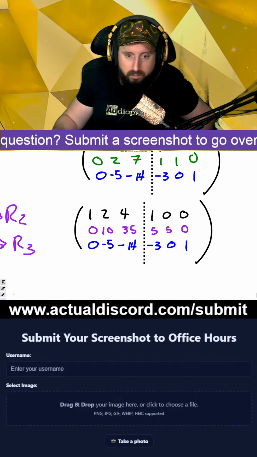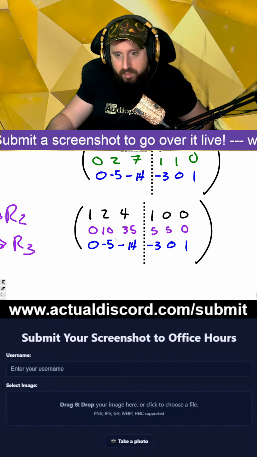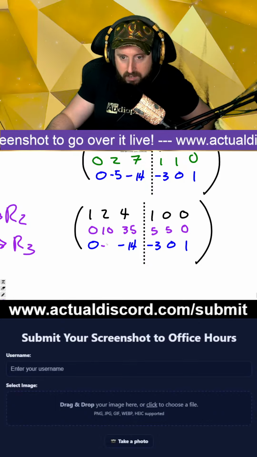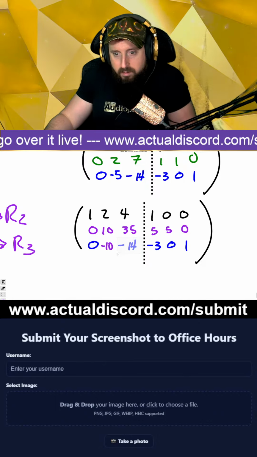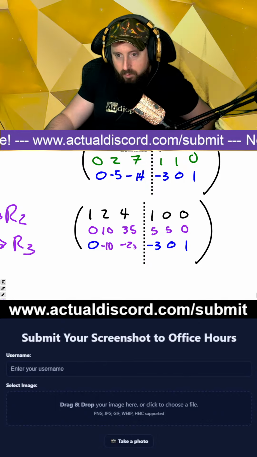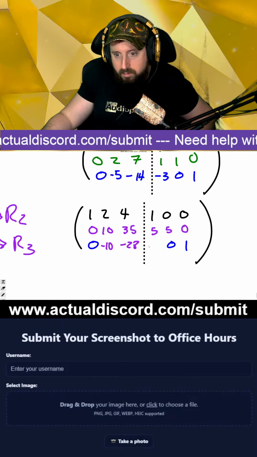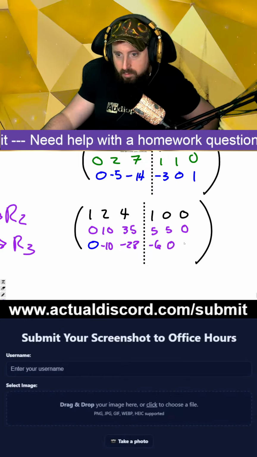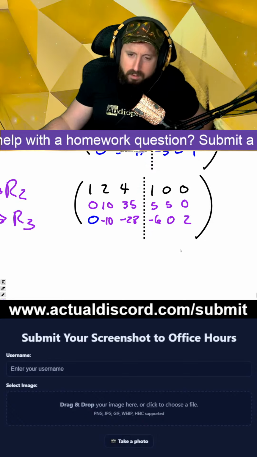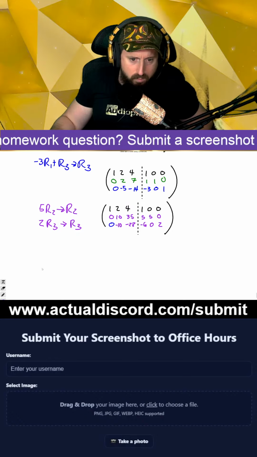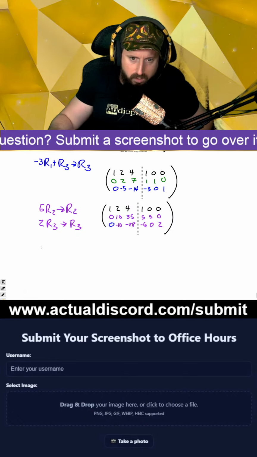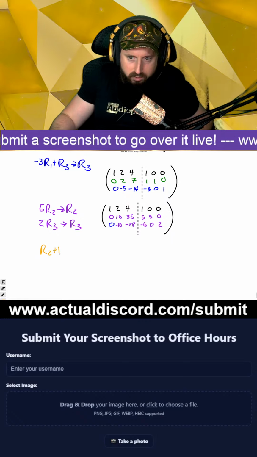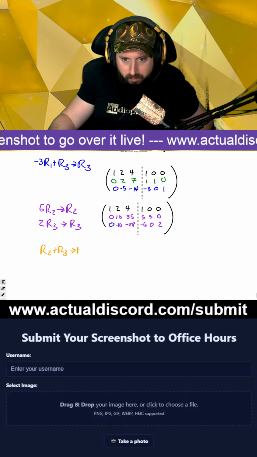0, 0. And then this is 0, but then this is times 2. So this is negative 10. Negative 28. Negative 6. 0, 2. Okay. So now we do R2 plus R3 gets me R3, right?